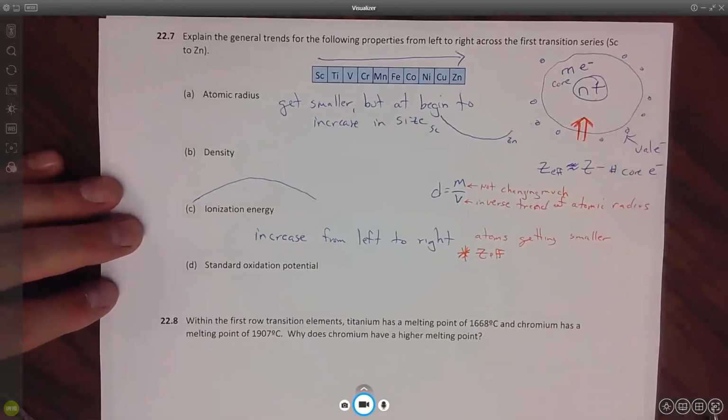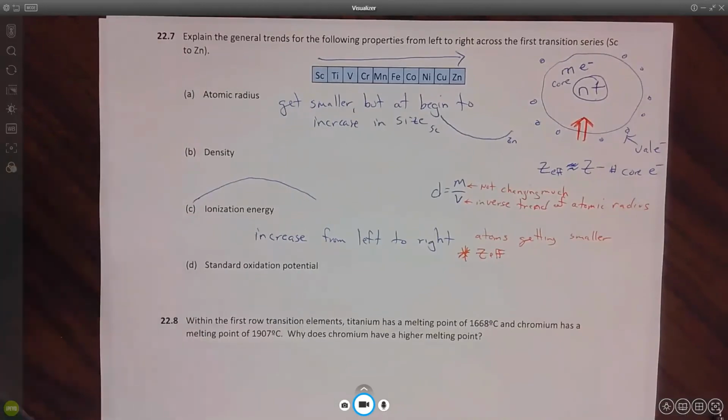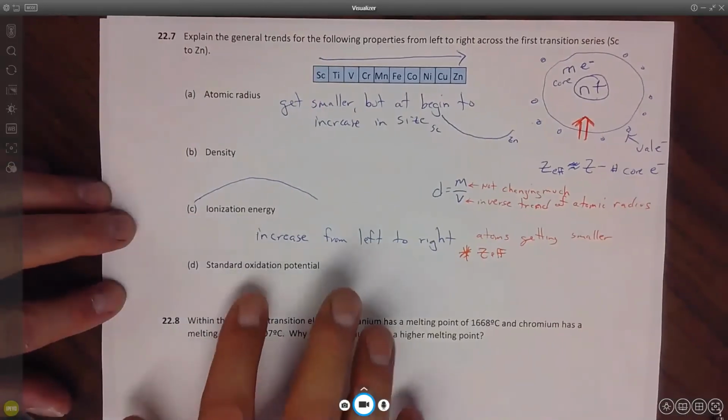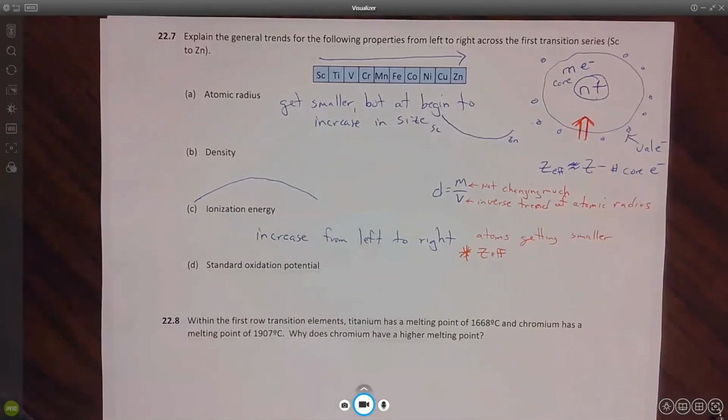Okay. And then what about the standard oxidation potential? Now, these are oxidation potentials, not reduction potentials.